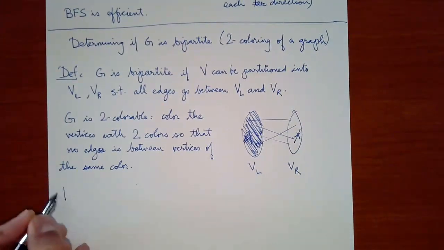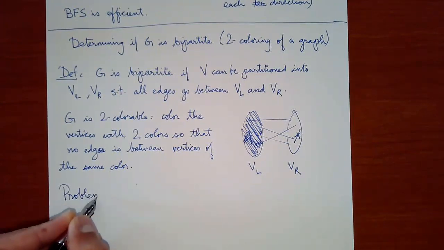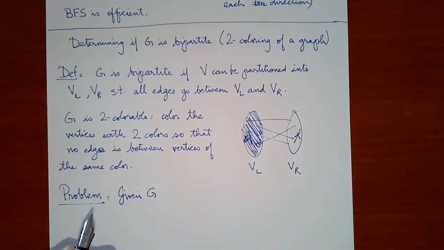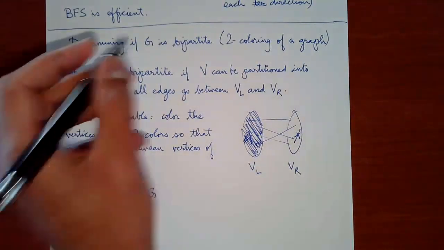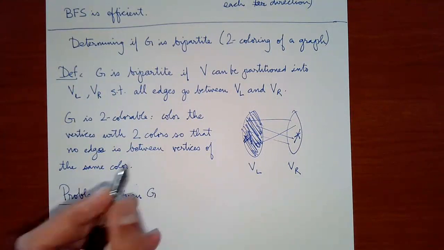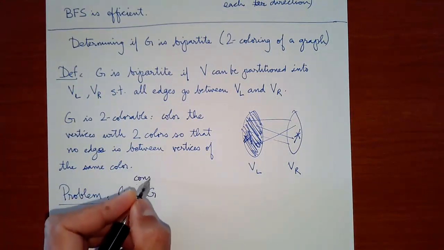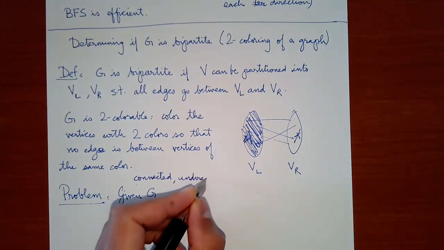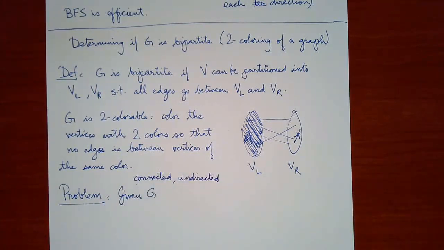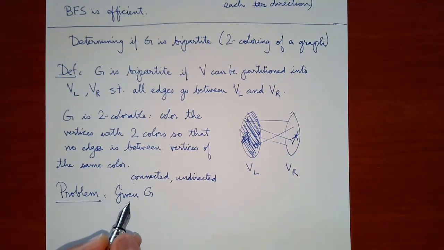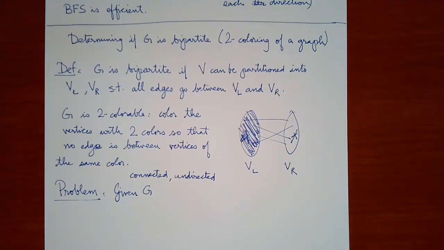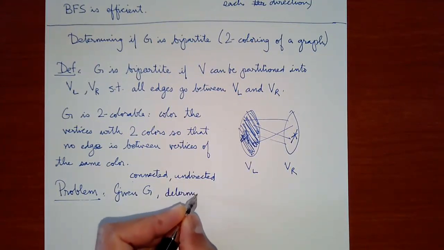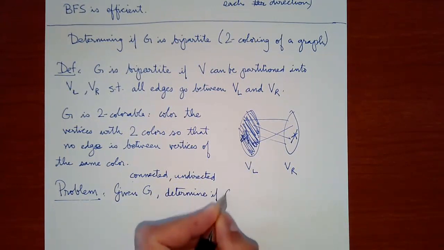Now here's your algorithmic problem. Given a graph G, and let's just assume it's connected and undirected, just to keep the discussion simple. Given graph G, which is connected and undirected, determine if G is bipartite.